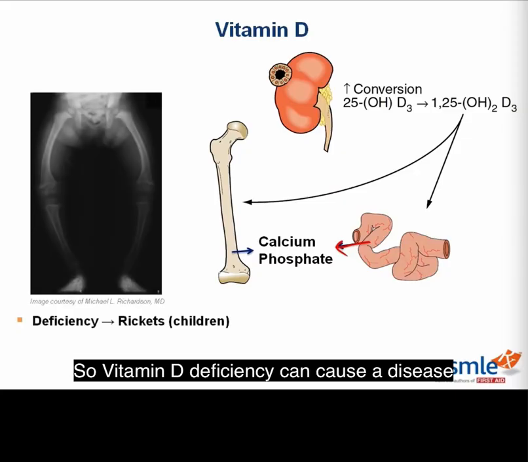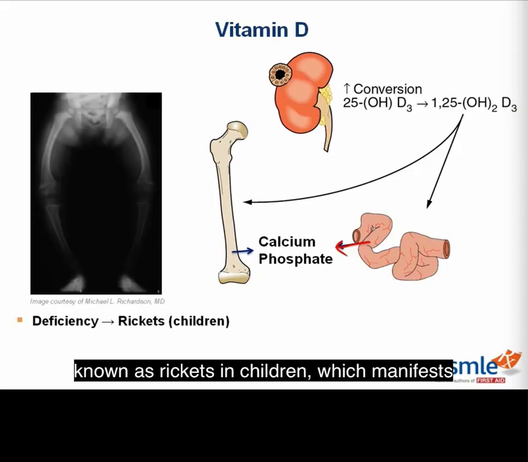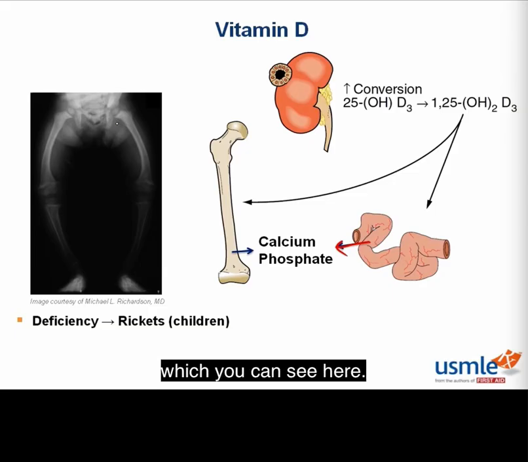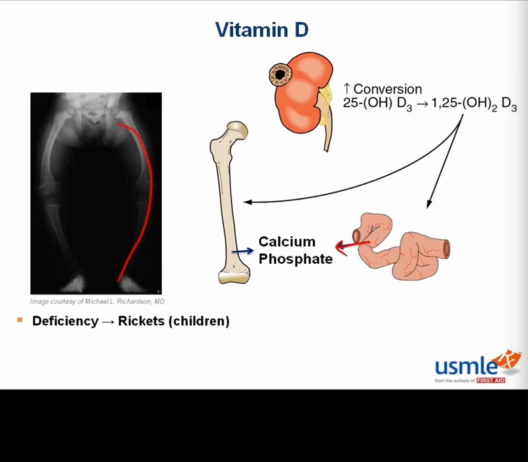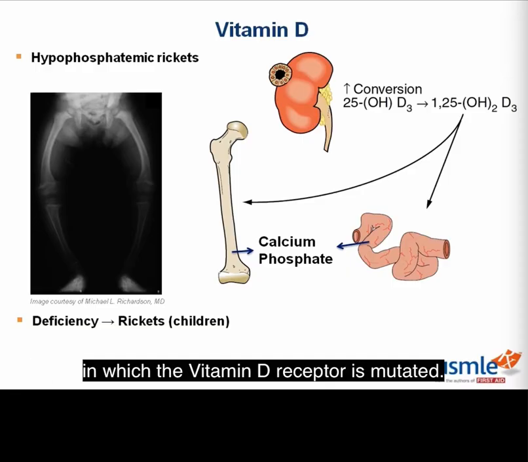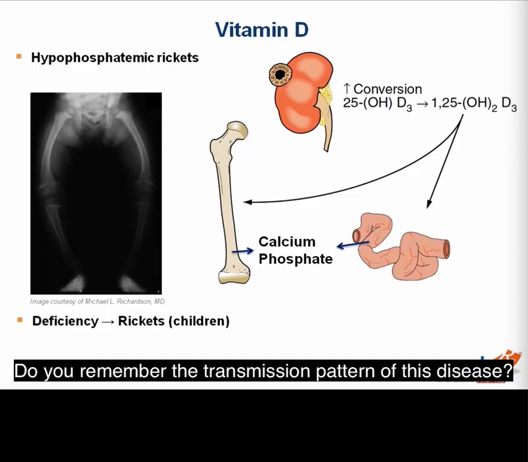So vitamin D deficiency can cause a disease known as rickets in children, which manifests as soft bones that bend under the weight of the body, which you can see here. There's also a genetic disease that I mentioned in the genetics section called hypophosphatemic rickets, in which the vitamin D receptor is mutated. Do you remember the transmission pattern of this disease?